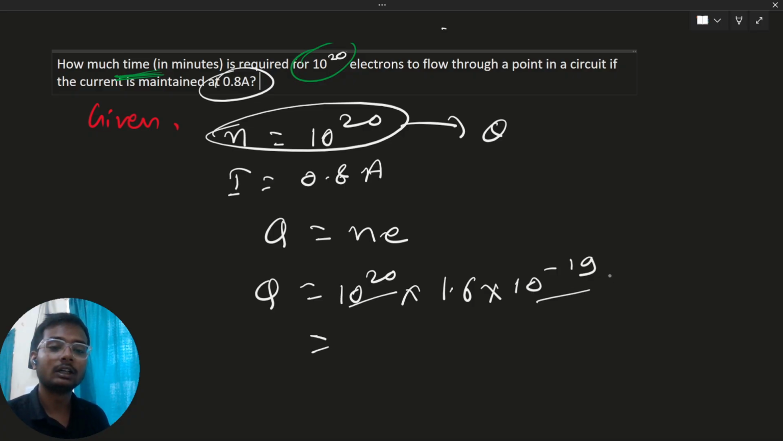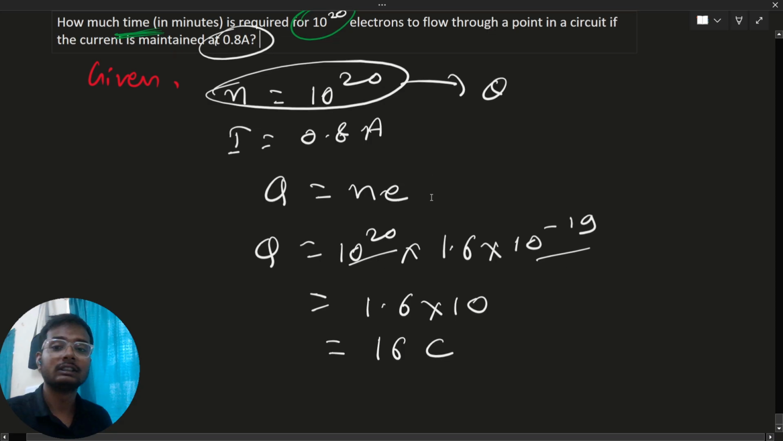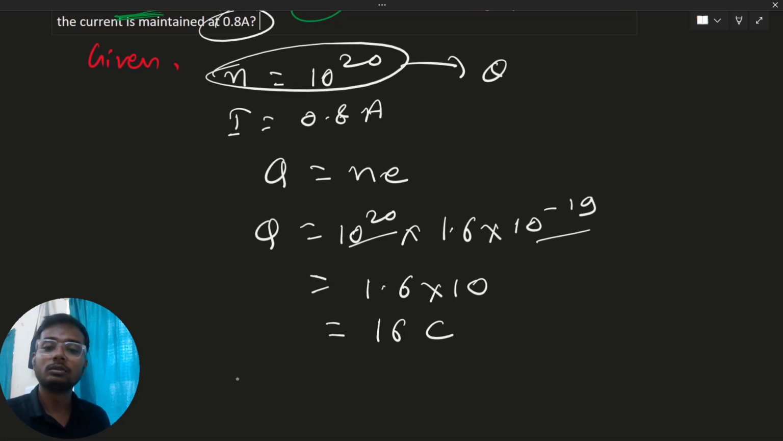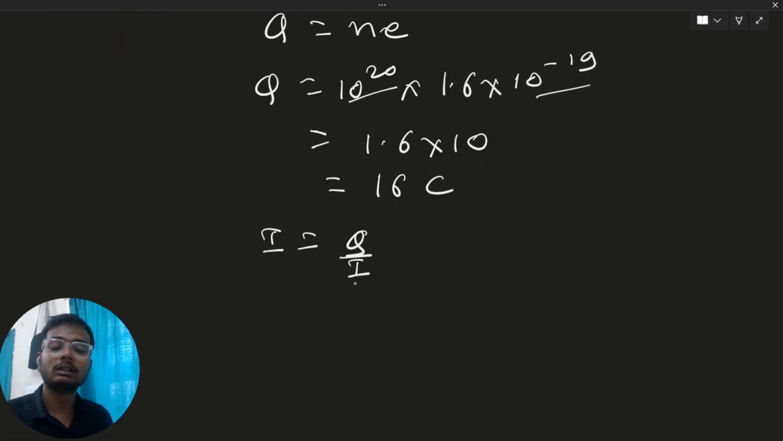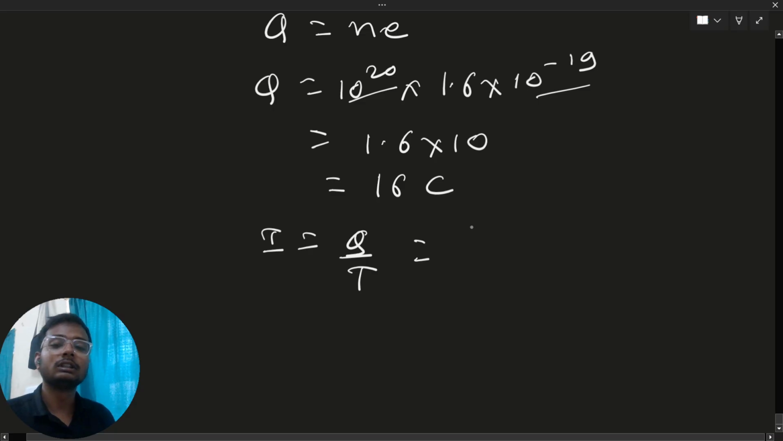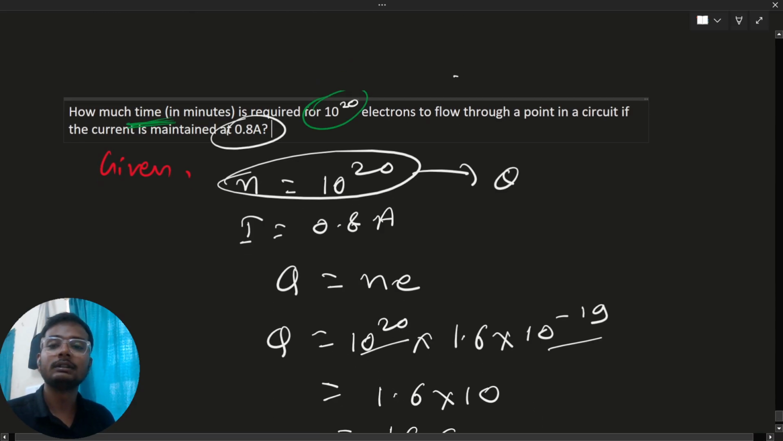10 to the power 20 and 10 to the power minus 19 gives 1.6 into 10, so 16 coulomb of charge is there. Now I got the Q, so I can apply the formula I equals Q by T. Remember, electric current equals total charge per unit time. Total charge is 16 coulomb, and is the time given?